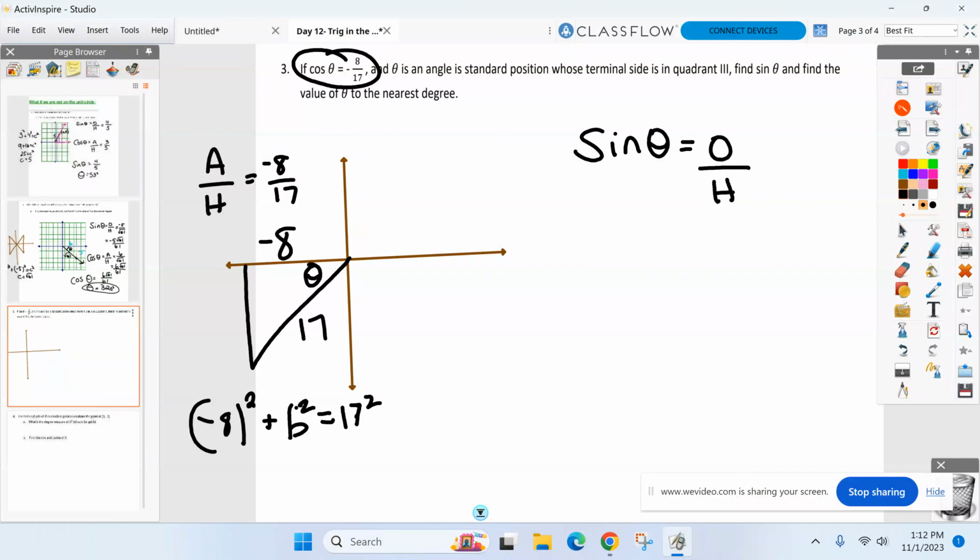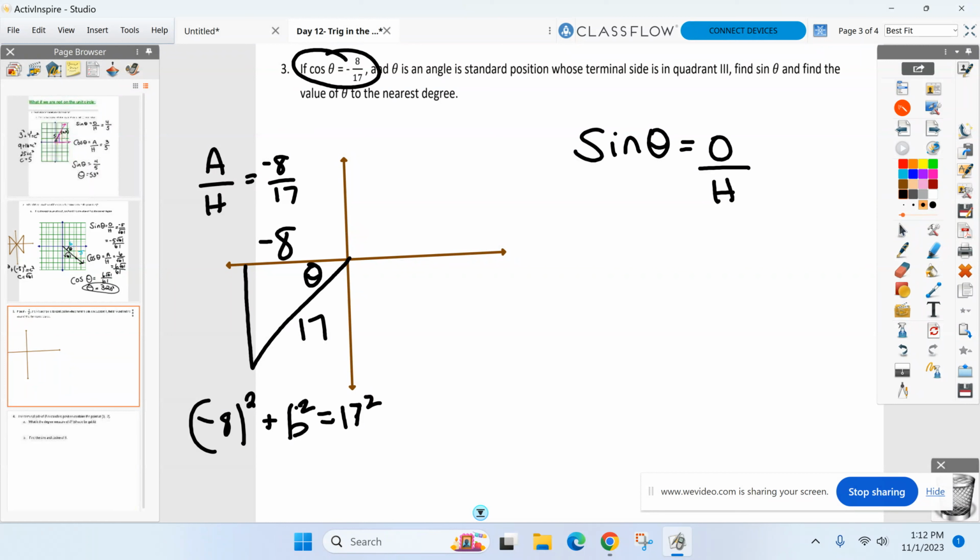Does the negative matter? Yes, but hypotenuse is never negative. The 8's got to be negative because I'm on the negative side of the x-axis. And if you forget, you're about to find sine, right? What quadrant am I in? 3. So I'm finding sine in quadrant 3, and my answer better be negative because only tangent is positive there.